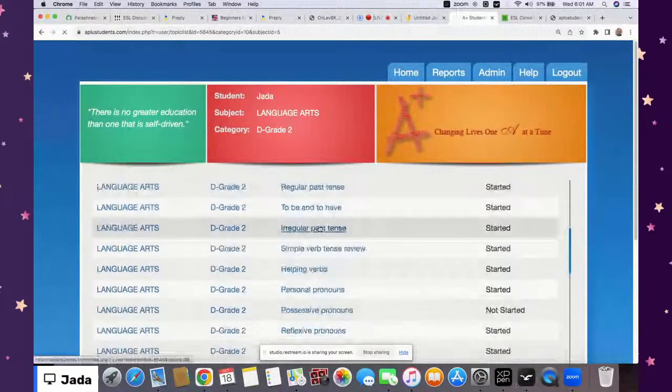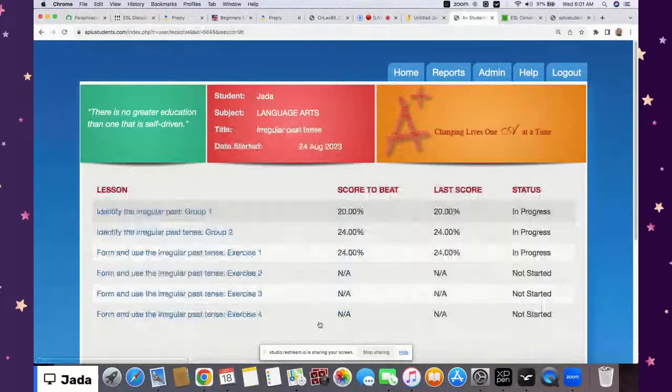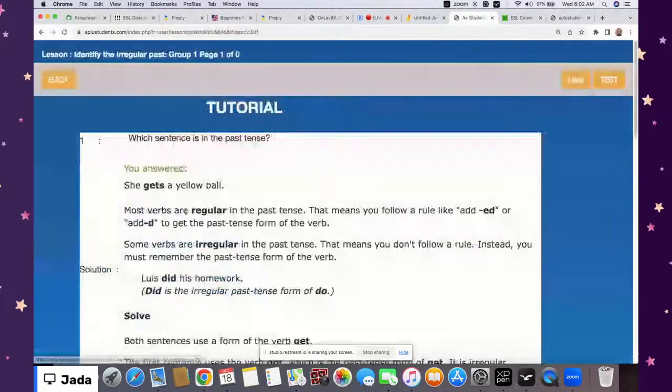So irregular past. Okay, so we have 6 lessons from this, but we will do the first 3 lessons, and then from the next lesson, we will complete the remaining. All right. So the first one we will have is identify the irregular past group 1.